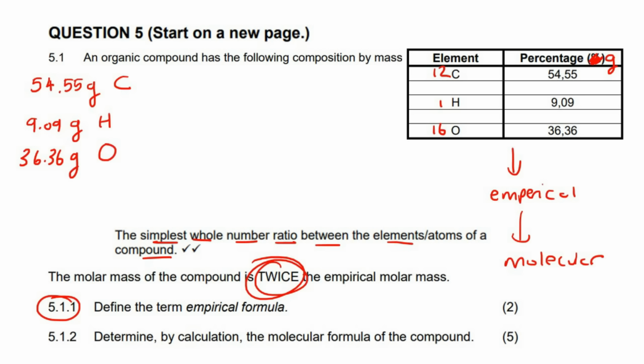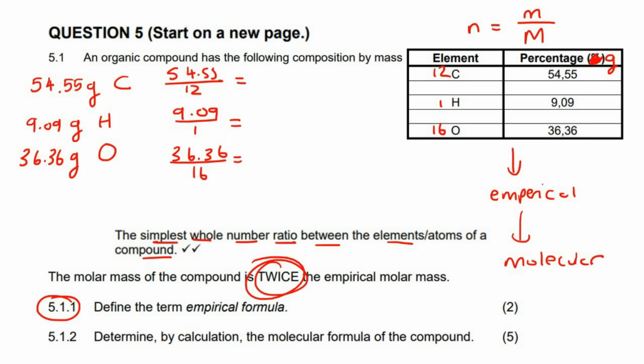The next step is to convert each of those into moles by using the n equals m over capital M formula. And so for carbon, that would be 54.55 over 12. For hydrogen, that would be 9.09 over 1. And for oxygen, that would be 36.36 over 16. Okay, now if we go calculate each of those, we end up with 4.54. You can just keep 2 decimals. It's really not that important with this part. And then for hydrogen, you're just going to get 9.09. And then for this one over here, you're going to get 2.27.